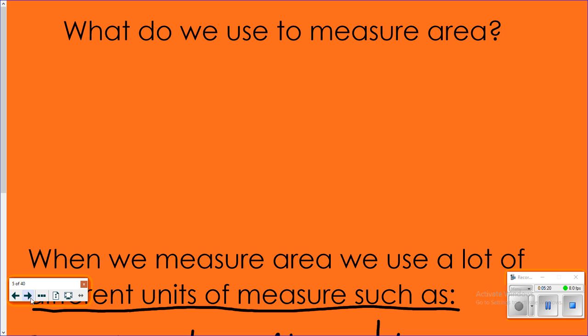I cannot use pounds. What about gallons? Do you know what a gallon is? A gallon is like a gallon of milk or a gallon of water. Do you know how they figured out it was a gallon? It's a weight. So you cannot use gallons to measure area.